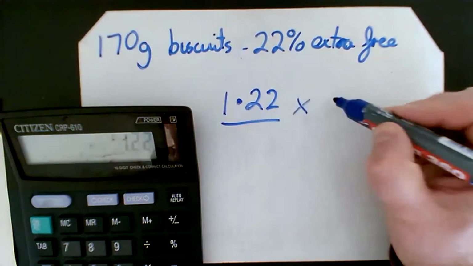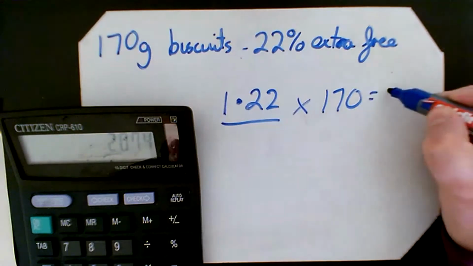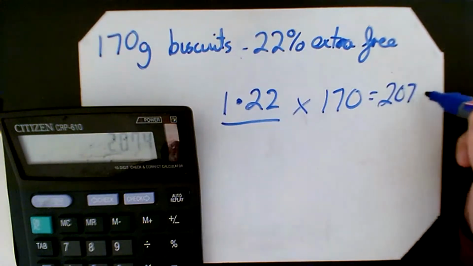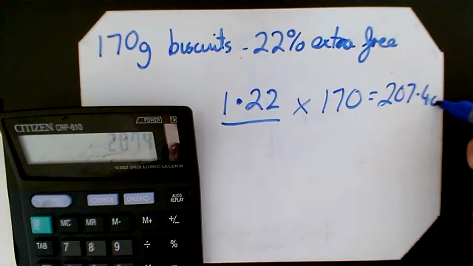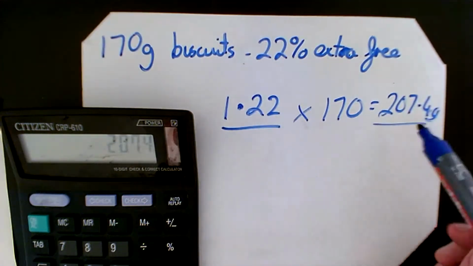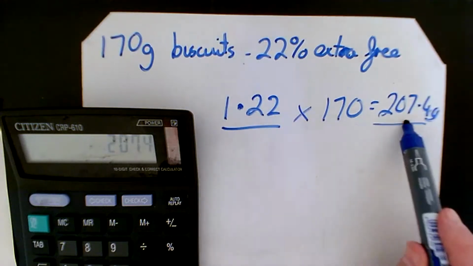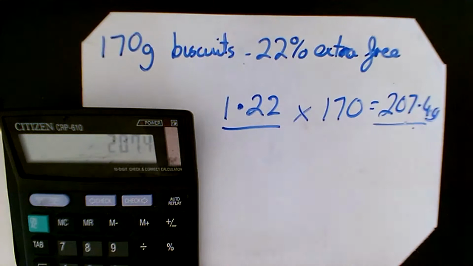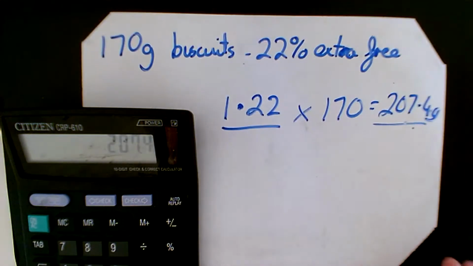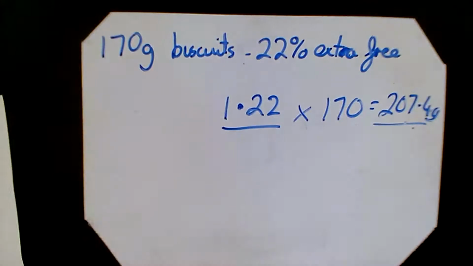All I have to do now is times by my 170 grams, times by 170, and that gives me the new one, which will be 207.4 grams. That's the new weight of the biscuits. It's increased to that. So it's a way of finding out the new amount. Now we can also use this method to decrease things.